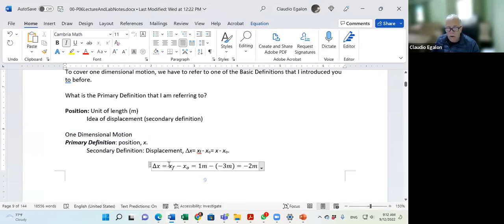Note the definition of the delta x, right? Of displacement is the final position minus the initial position. The final position is 1 meter. The initial position is this one right here, minus 3 meters. So when we do this math, we are not going to get minus 2 meters. We're going to get plus 4 meters.